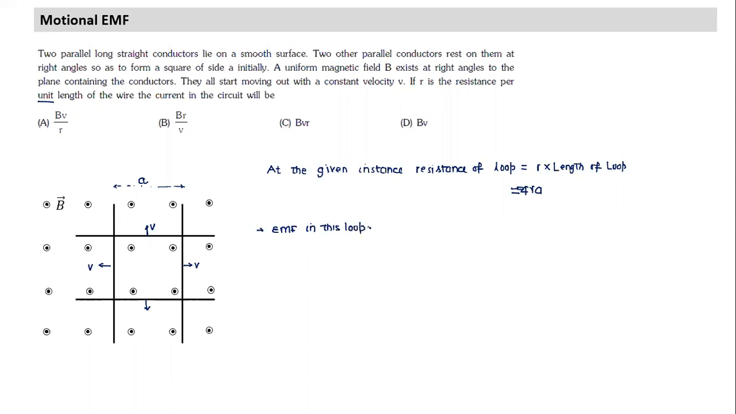Due to the two, we need to consider only two sides of the... Why? Because all four sides are in motion. See, in all cases, what is happening? Even this side also is not moving in this direction. It is moving in this direction. All four sides are moving perpendicular to length, so all will generate EMF.